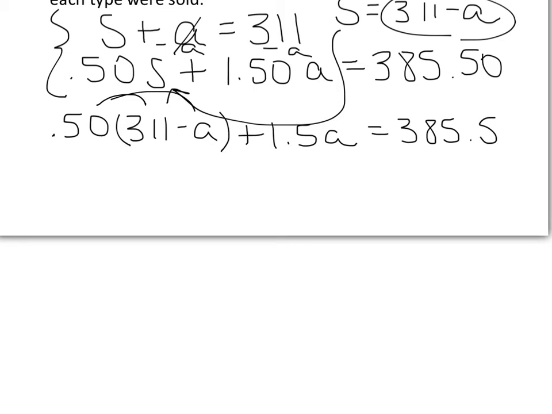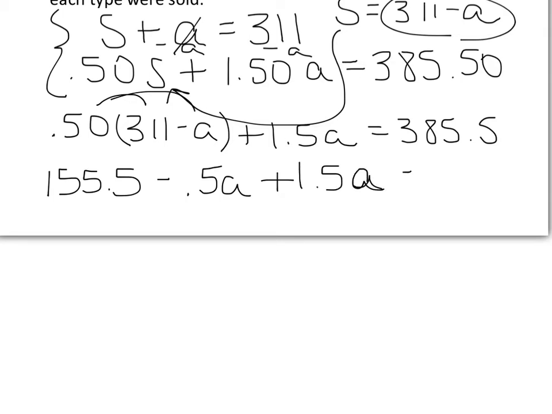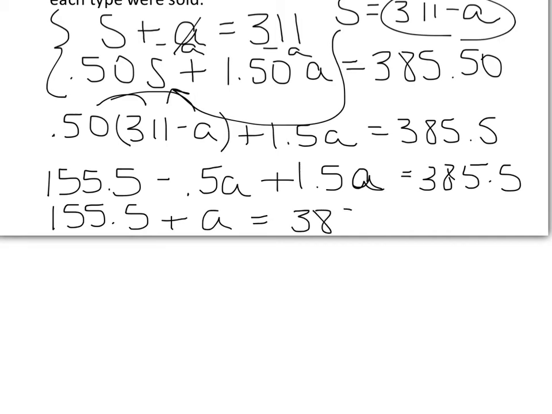So I have 0.5 times 311, and that is 155.50 minus 0.5A plus 1.5A is equal to 385.50. Okay, so I'm going to combine my like terms, which is negative 0.5A plus 1.5A. So then I have 155.5, and that's just going to give me plus A, because that's just 1A, is equal to 385.5.